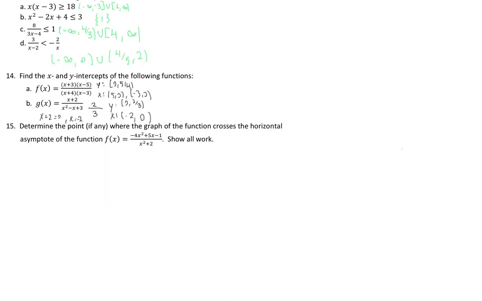So for the last one on this page, determine the point, if any, where the graph of the function crosses the horizontal asymptote of the function. Well, first we have to figure out what the asymptote is. We look at our degrees. Because the top is the same as the bottom, we take the -4 and divide it by what's in front of the x squared in the bottom, which in this case there is nothing, so we say 1. So -4. So our horizontal asymptote is y equals -4.